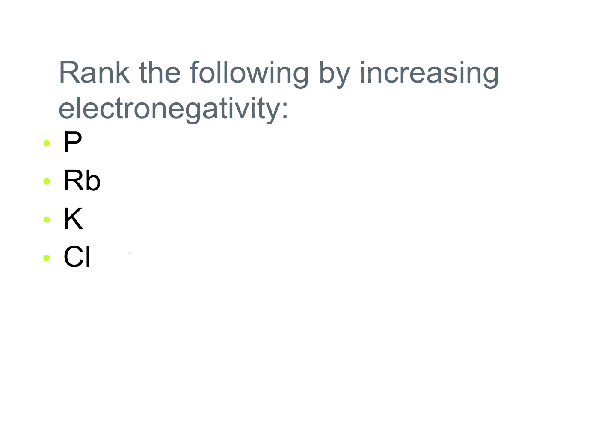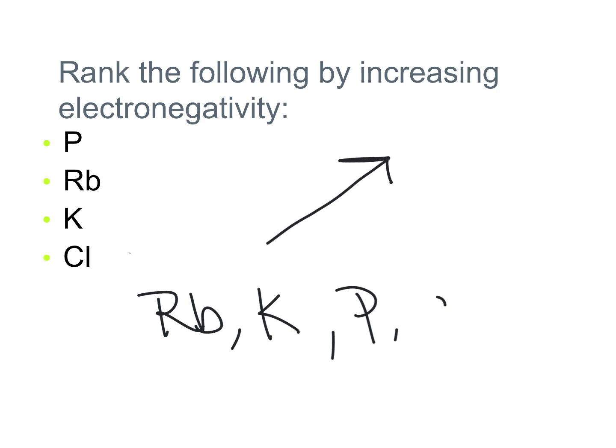All right, so now we're going to do the same thing with electronegativity. Again, draw the arrow for electronegativity, so it increases as we go up and to the right. And then we just look at which element is furthest on the bottom left. So we have rubidium, then potassium, then phosphorus, then chlorine.